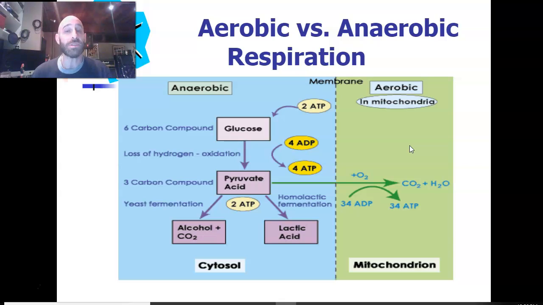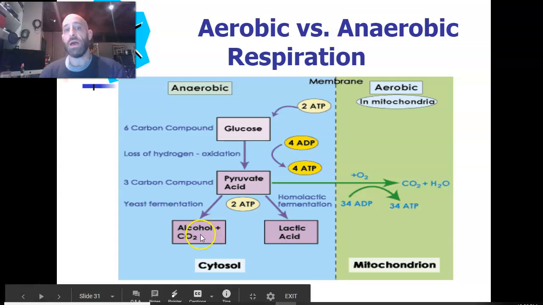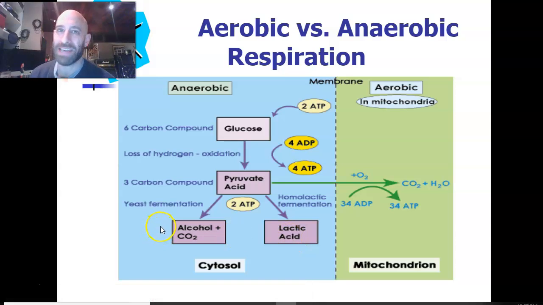But let's say there's not enough oxygen available. That leads us to something called anaerobic respiration. And that can happen one of 2 ways. One is through alcoholic fermentation, and the other one is through lactic acid fermentation. We cannot do alcoholic fermentation. That does not happen inside of our bodies.